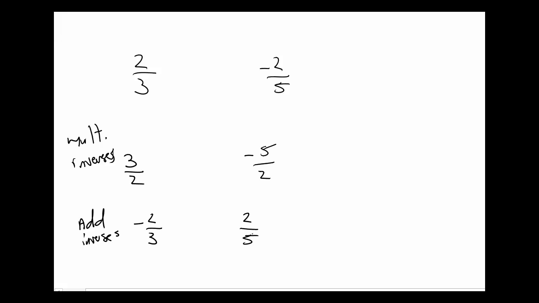Now notice the vocab is very close together, the fact that you have inverses in both. One of them you're looking at a reciprocal, and one of them you're looking at the opposite of the original number. So it's very easy for students to get those two concepts confused.